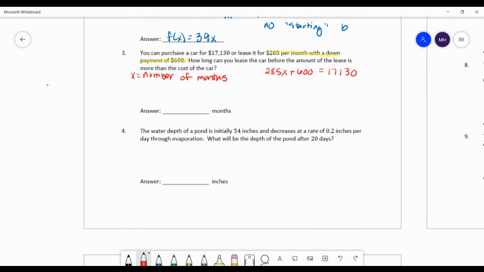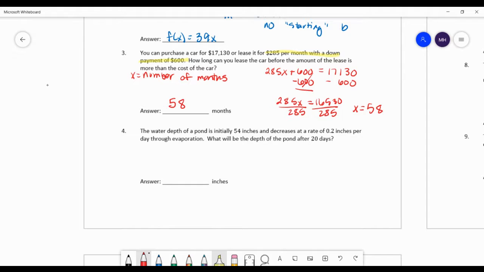All right, so to solve this, we're going to solve for x. So we need to subtract 600. All right, so let's see, 17,130 minus 600 is 16,530, and then we'll divide by 285. And when we divide that, we get 58 exactly, so our answer is 58 months.